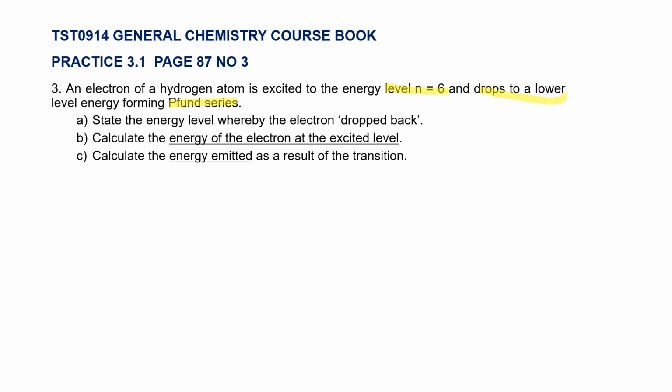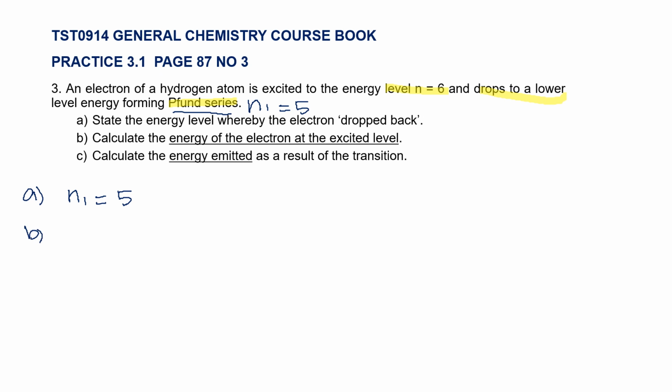Okay, so for the Lyman series, N1 is equal to 1. The excited state is N equals 6, and it drops to N1 equals 1. So for question A, it asks us to state the energy level to which the electron drops back. We refer to the Lyman series, so the energy level to which the electron drops back is N1 equals 1, the ground state.